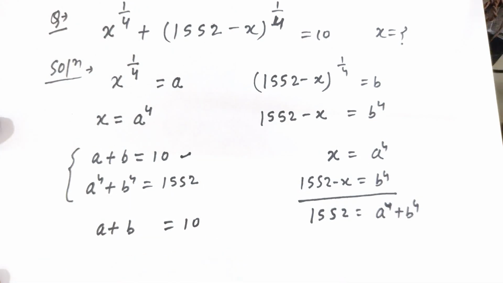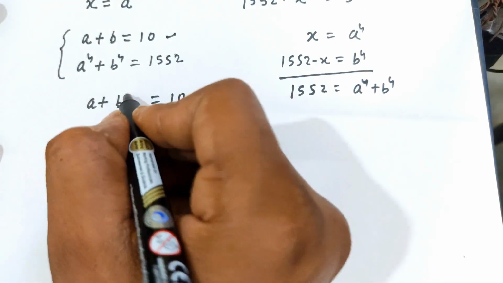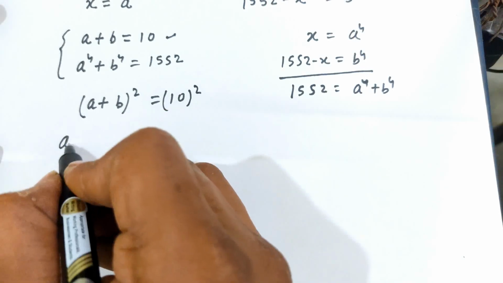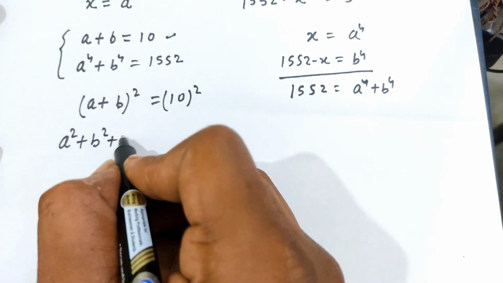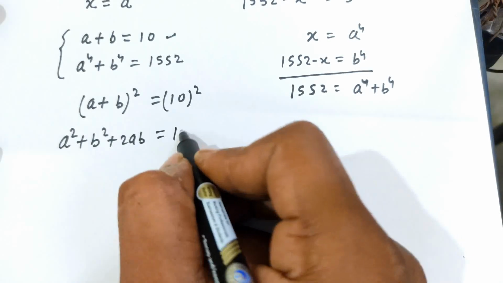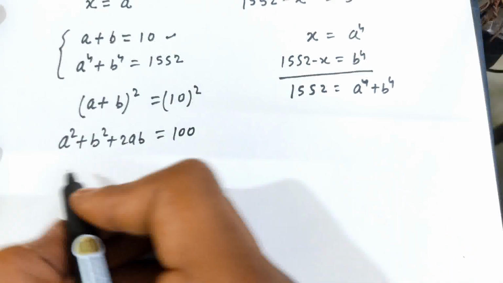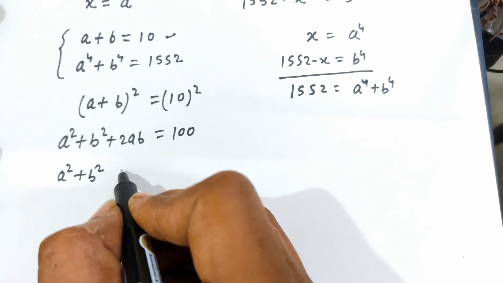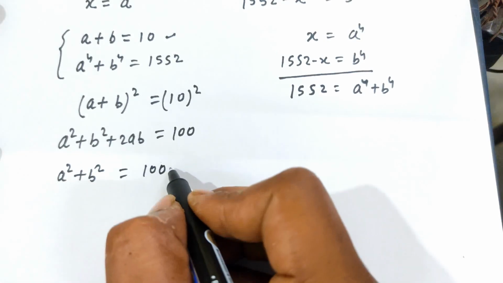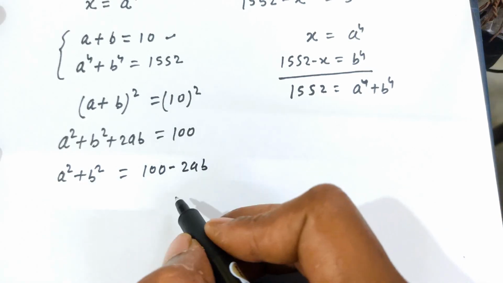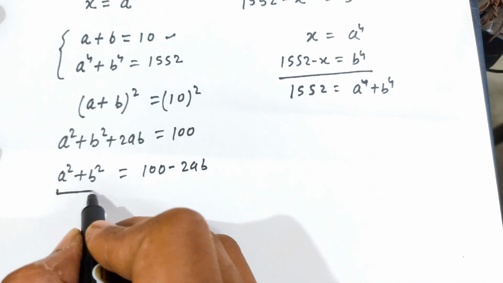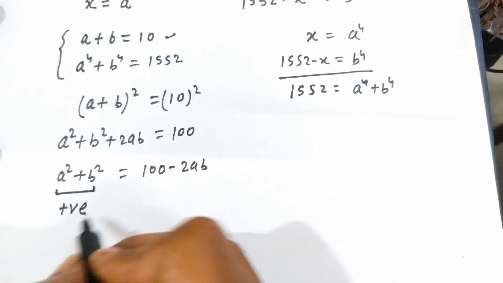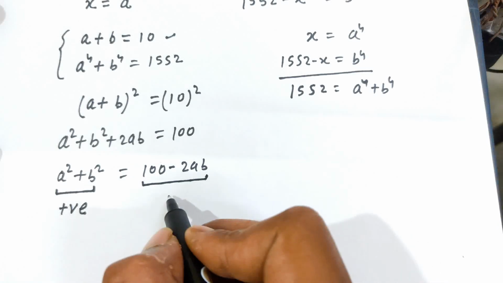If we take square on both sides, then in the left hand side (a plus b) whole square is equals to a square plus b square plus 2 times ab, and this is equals to 10 square, that is 100. Now if we find out the value of a square plus b square, here a square plus b square is equals to 100 minus 2 times ab. We know that a square plus b square is positive. So students, 100 minus 2 times ab is also positive.